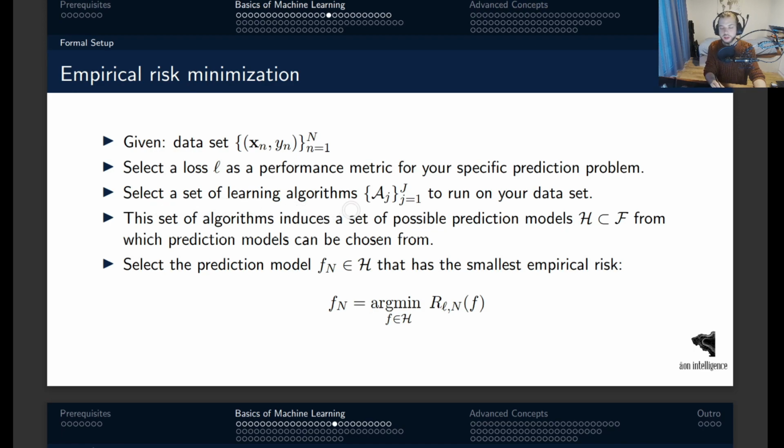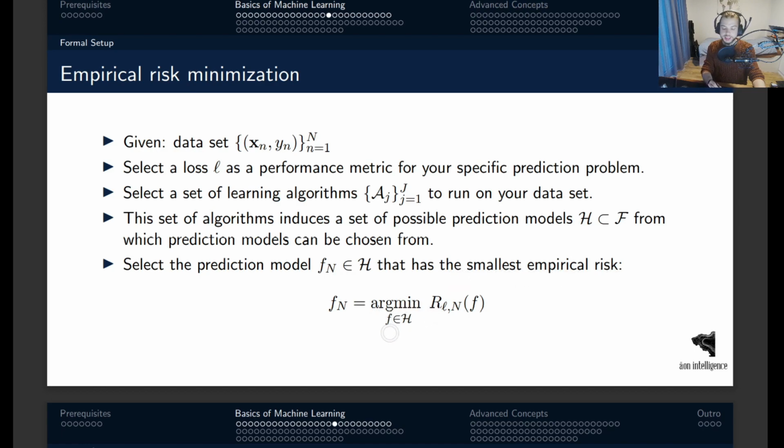Based on how much computing resources and time we have, we select a set of learning algorithms, and each one of these is indexed with a j. We run these learning algorithms on our finite dataset, and this set of algorithms induces a set of possible prediction models, which we will denote with this calligraphic H, a subset of all possible prediction models. From the set of possible prediction models induced by the learning algorithms we run on our dataset, we choose that one prediction model that has the smallest empirical risk.